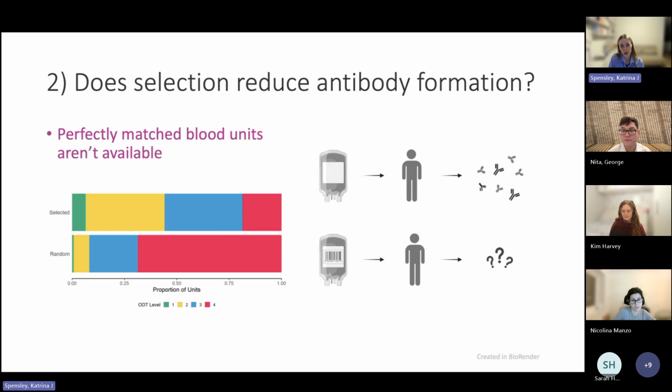But what we now need to understand is whether the improvements we are managing to achieve are actually leading to reductions in antibody formation, as we predict that they should. This work is ongoing at the moment and will hopefully be published early in the new year.